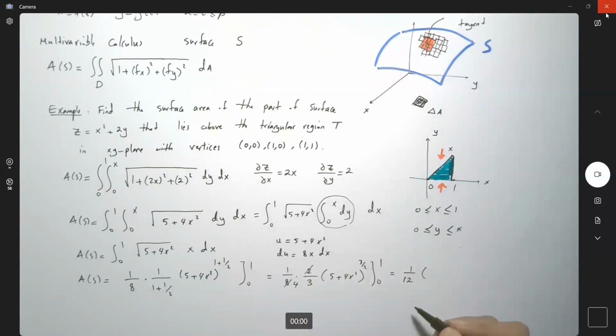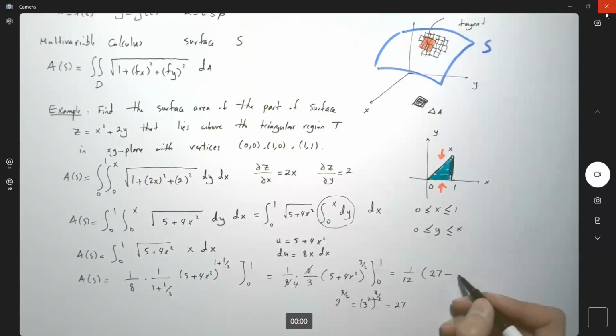If I plug in 1 here, I get 9 raised to 3/2, which is 3 squared to 3/2. You can cancel out the 2s, and you get 27. Minus, if I plug in 0, I get 5 raised to 3/2, or 5 square root of 5. You can leave your answer as it is. If somebody says, hey, approximate this, you can use a calculator.